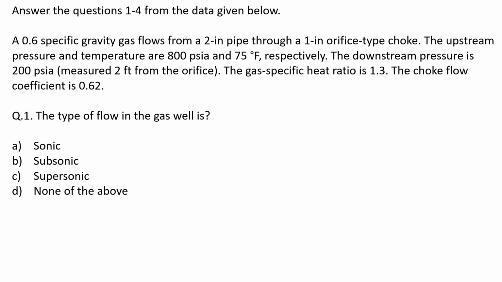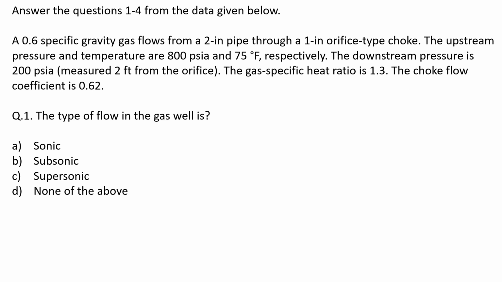Answer questions 1 to 4 from the data given below. A 0.6 specific gravity gas flows from a 2-inch pipe through a 1-inch orifice type choke. The upstream pressure and temperature are 800 psi and 75 Fahrenheit respectively. The downstream pressure is 200 psi, measured 2 feet from the orifice. The gas specific heat ratio is 1.3. The choke flow coefficient is 0.62. These are the information that you will have to use for the next 4 questions.